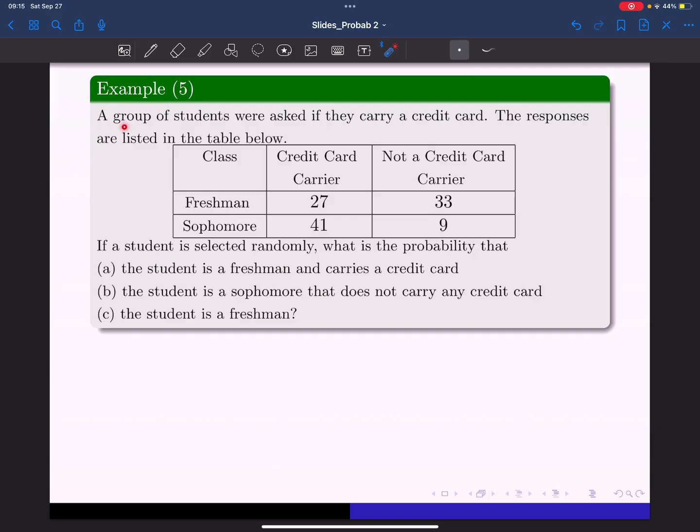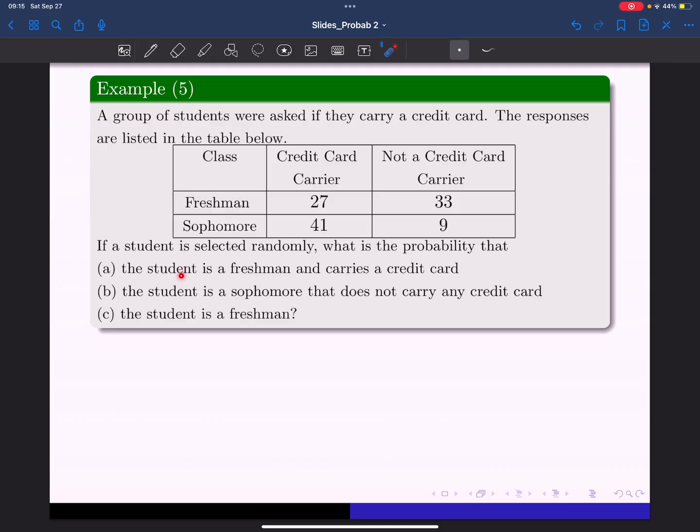Example 5. A group of students were asked if they carry a credit card. The responses are listed in the table. Of the freshmen, 27 said that they carry a credit card, whereas 33 said that they do not. Of the sophomores, 41 said that they carry a credit card, and 9 said that they do not. This one is experimental probability because it is based on a survey, on given data. When the probability is based on data, that's called experimental probability.